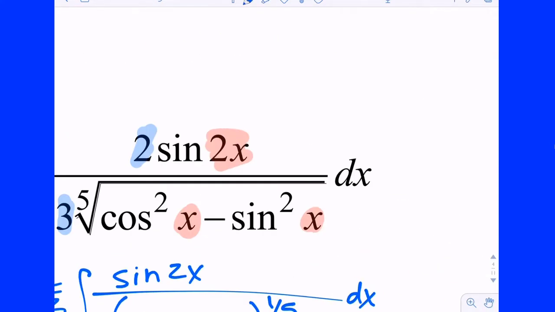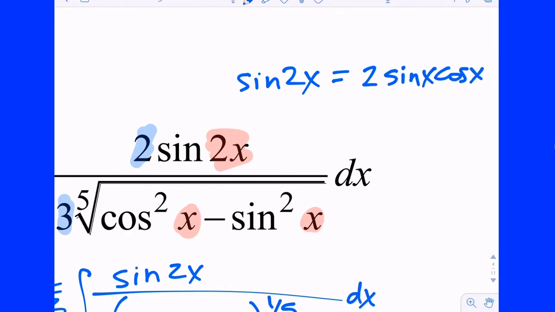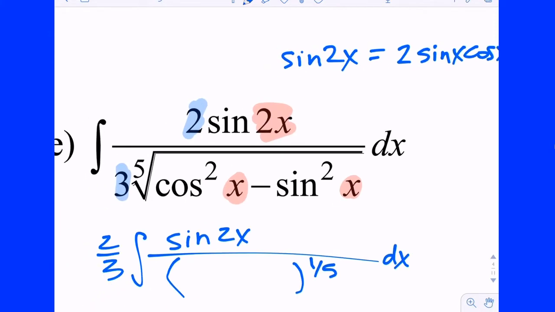Well, there's a sine of 2x. If I used a half angle, what would that be? I think the double angle for sine of 2x would express it in terms of single angles pretty easily. Yeah, I'm just looking at the numerator first. Would that help me? Is 2 sine x cosine x going to be the derivative of that? Maybe. Maybe I could do that.